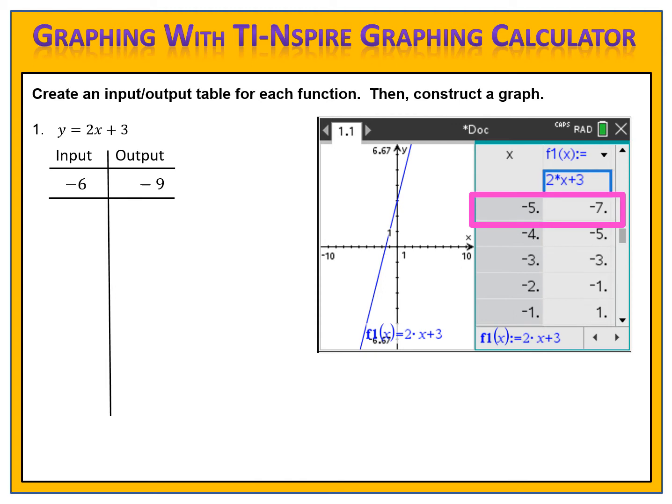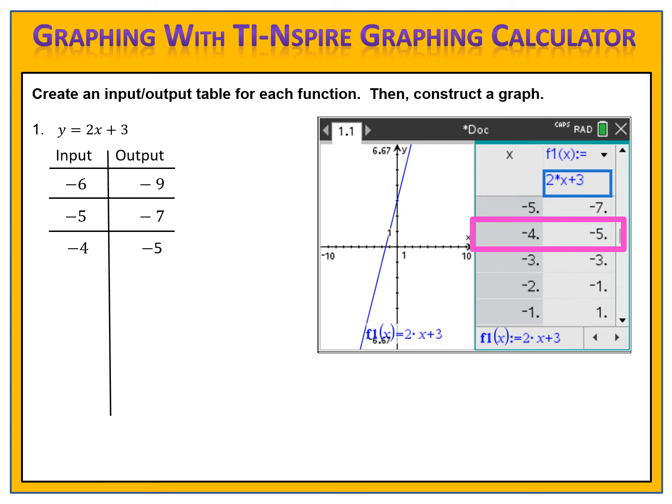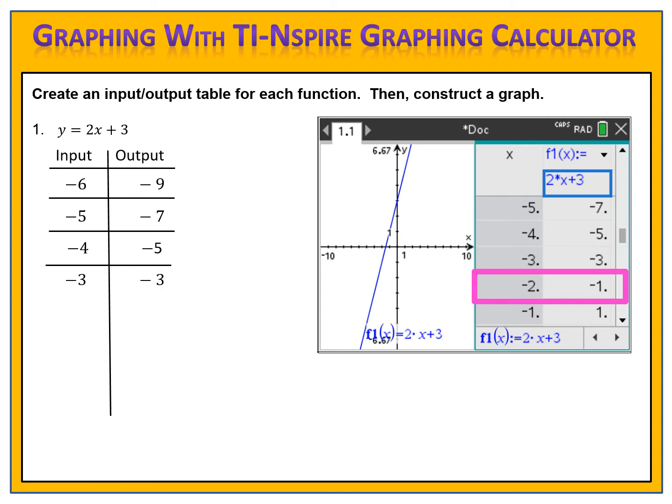-5, -7. That'll fit. I'll add that to my table. -4, -5. That'll fit. I add that to my table. -3, -3. That'll fit. Add that to the table. -2, -1. That'll fit. I'll add that to the table. And I continue adding the values that will fit on my graph.